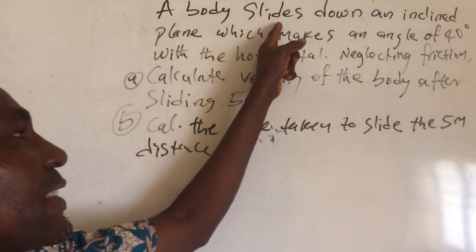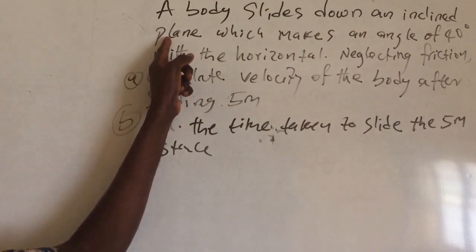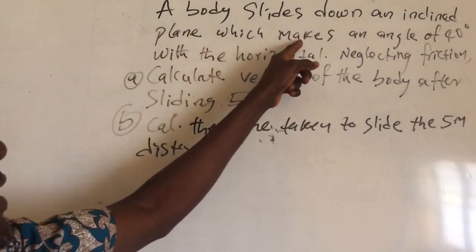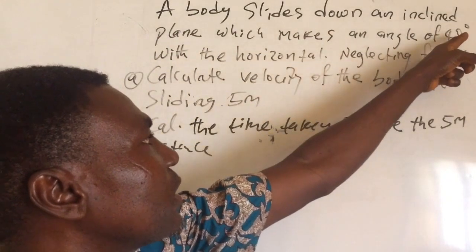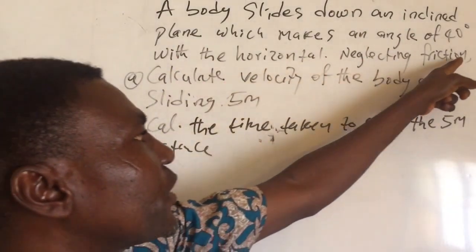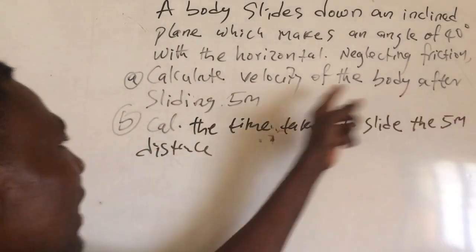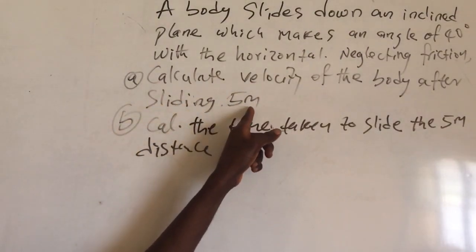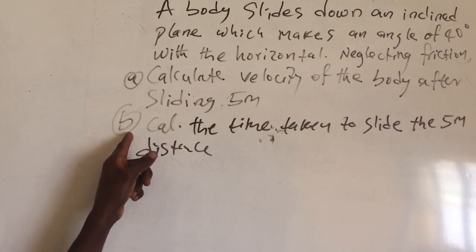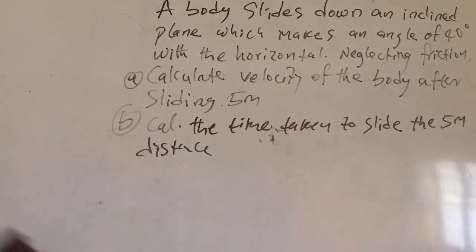A body slides down an inclined plane, which makes an angle of 40 degrees with the horizontal. A: Neglecting friction, calculate the velocity of the body after sliding 5 meters. B: Calculate the time taken to slide the 5-meter distance.